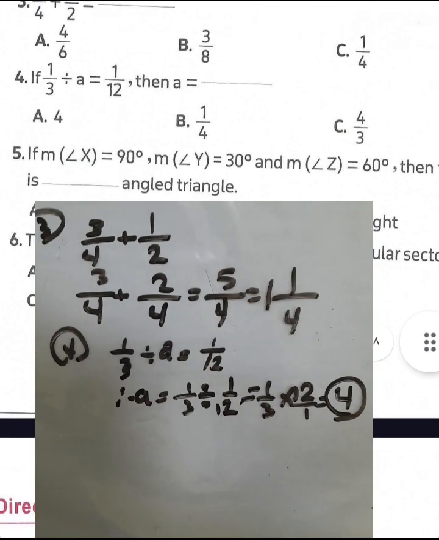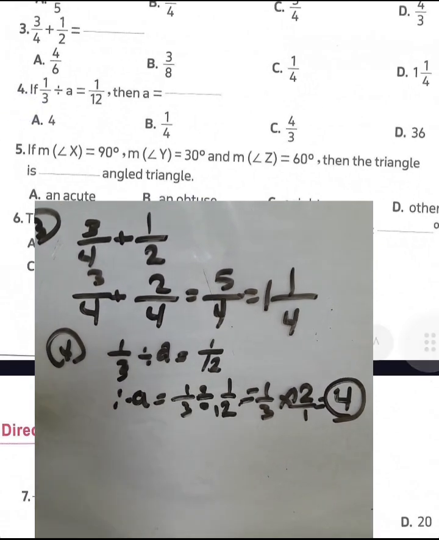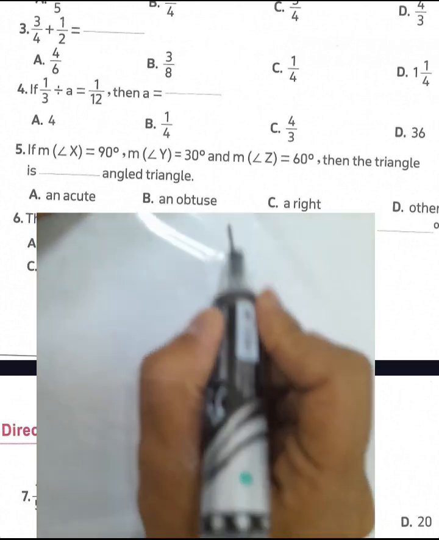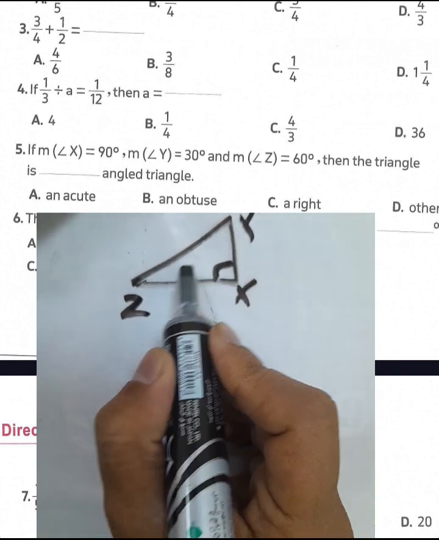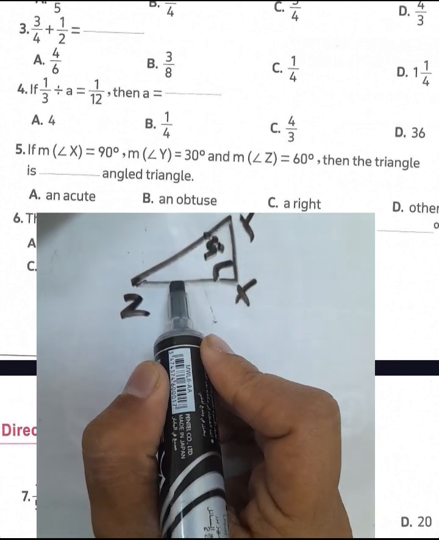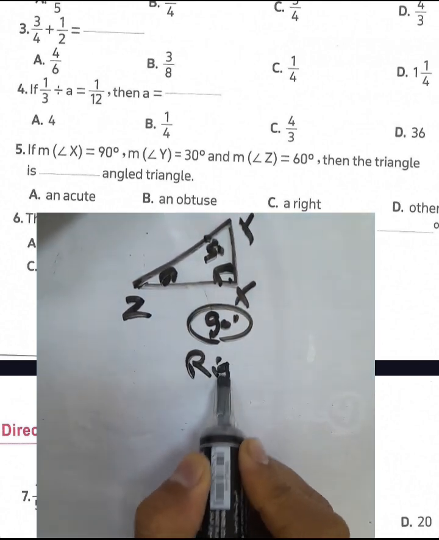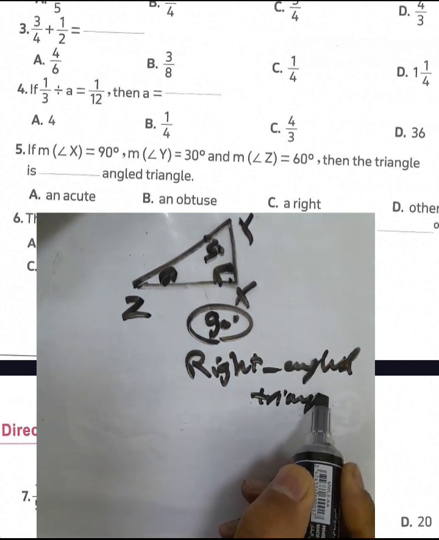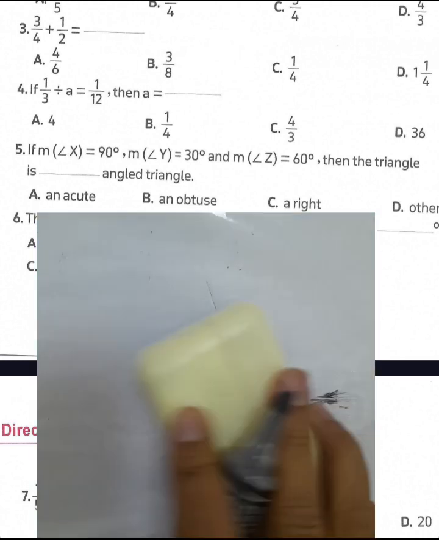Next question, number 5. If the measure of angle X equals 90 degrees, the measure of angle Y equals 30 degrees, and the measure of angle Z is 60 degrees, then this triangle we call a right angle triangle, because the measure of this angle, the vertex, is 90 degrees. X, Y, and Z. He gives us here 30 degrees and angle Z 60 degrees. The measure of angle X equals 90 degrees, so we call it a right angled triangle. Choose letter C.